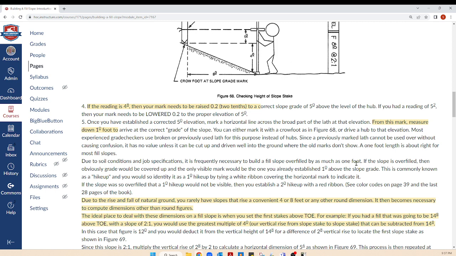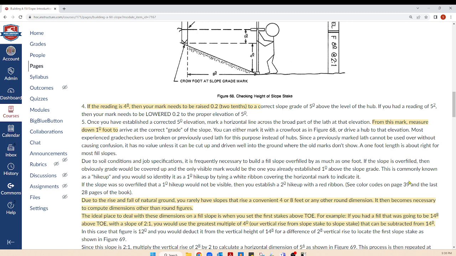When you're grading, you don't want to fill unless you have to. You want to be too high. You want to always be able to cut down, because you've probably already compacted it, and if you bring in more dirt, it'll need compacting. So always go high in your rough grade.